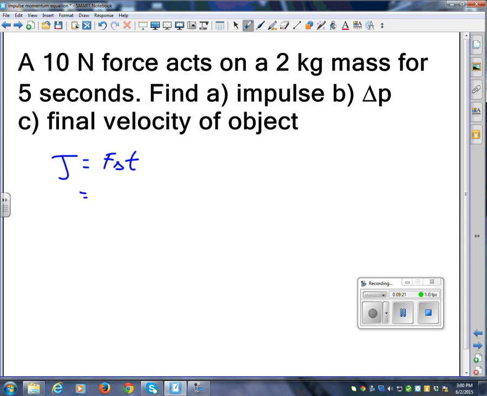The force is 10, the time 5. So we have an impulse of, what unit would we measure this in? Minutes. You'd think so. It's J, so it's joules, right? No, it's not. J is the symbol. It's the units of F and T. It's 50 Newtons. Newton seconds.